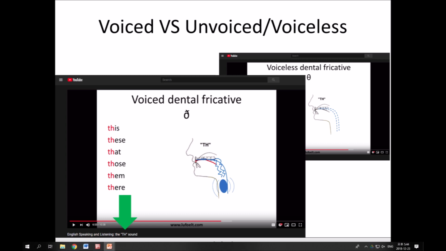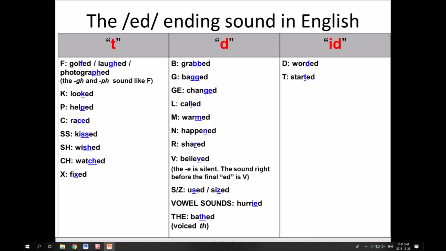Okay. Now let's take a look at the third and final category for pronouncing the ED ending sound in English, and there are only two here, and that's D and T sound. So worded and started. Okay, so here you're going to pronounce the word just like in the present form, like word, and then add id at the end. Worded and start, started. Okay, so these are the three different forms of pronouncing the ed sound for the past forms of regular verbs.